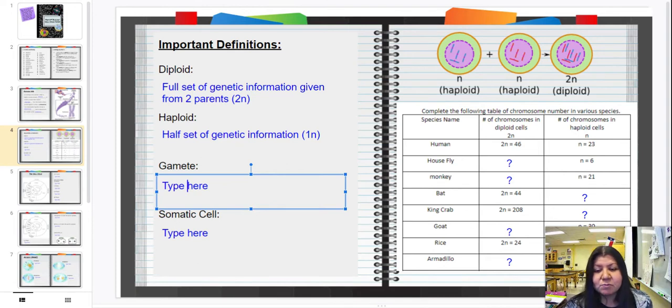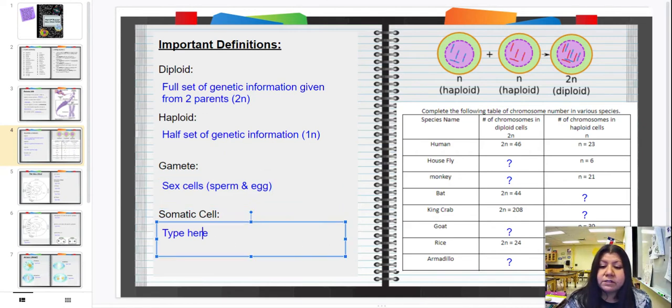So we have two major types of cells. We have a gamete, and then we have a somatic cell. So when we're talking about gametes, we're talking about our sex cells. Okay, so we have two types of sex cells. We have sperm and eggs, and these are haploid. Okay, so gametes are haploid. They have a half set of genetic information.